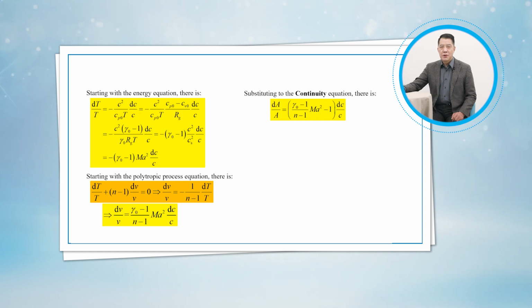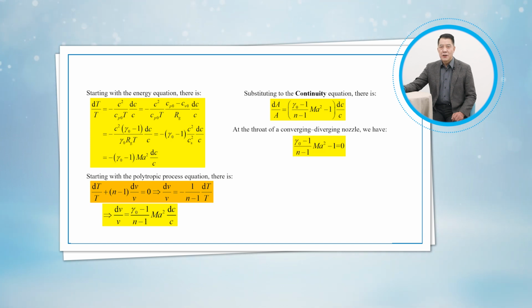Starting with the energy equation, we have. This indicates the variations of temperature and velocity have same trend. Starting with the polytropic process equation, we have. This indicates the variations of specific volume and velocity have opposite trend. Substituting the above equation to the continuity equation, we have variation relation of flow area and velocity.